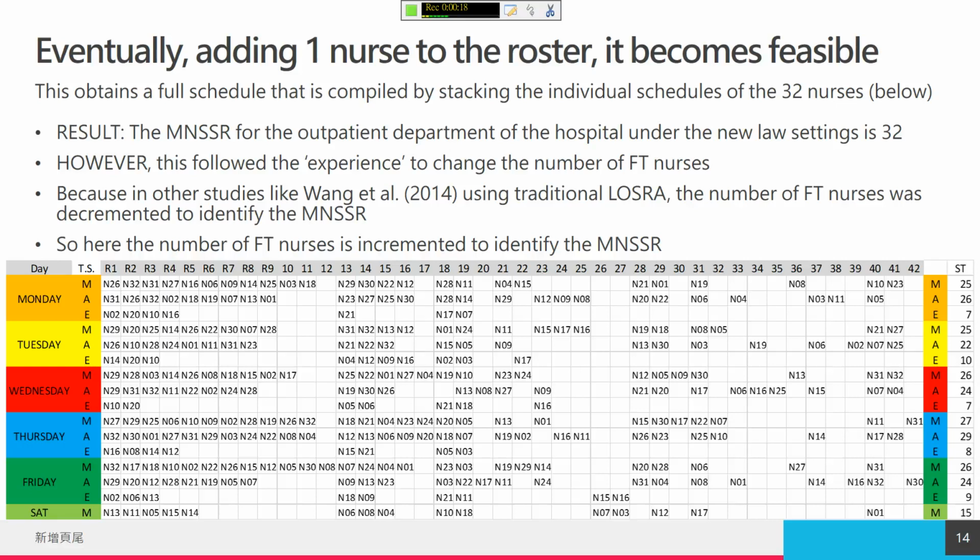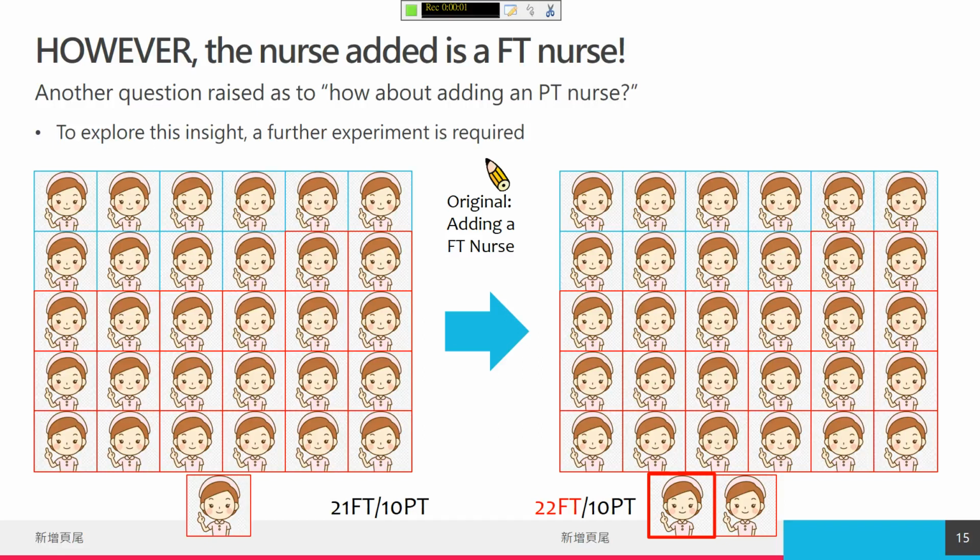But another question was raised. The one we added is a full-time nurse. We are following the traditional LOSRA method to change the number of full-time nurses. While we have known the MNSSR, how about changing the number of part-time nurses? So the new question is, what if the nurse being added is a part-time nurse rather than a full-time nurse?